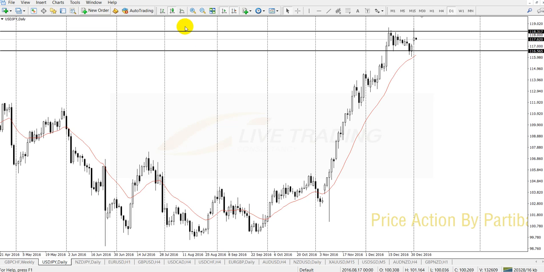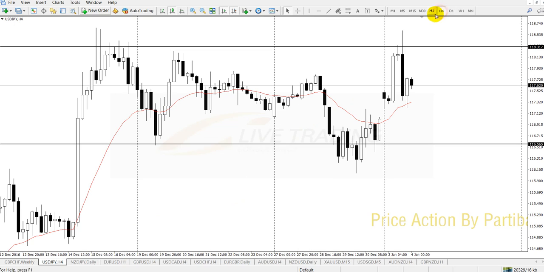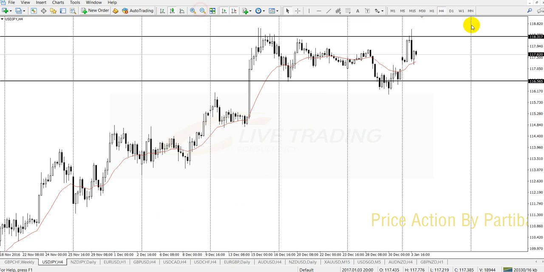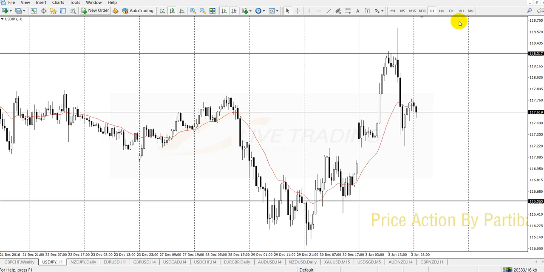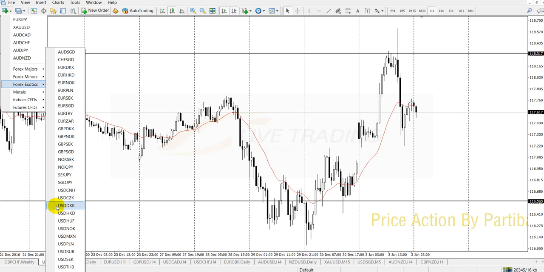Okay, and USD yen was very volatile, very wild yesterday. We don't know why it rushed so high and then rushed back down. And I received a few videos this morning saying to forget USD yen and focus on USD ZAR. Why USD ZAR? Let's look at USD ZAR.